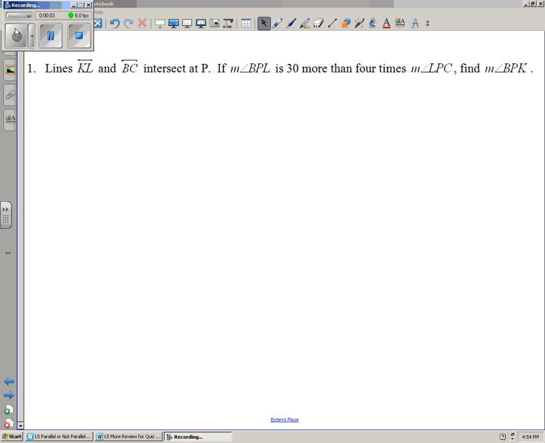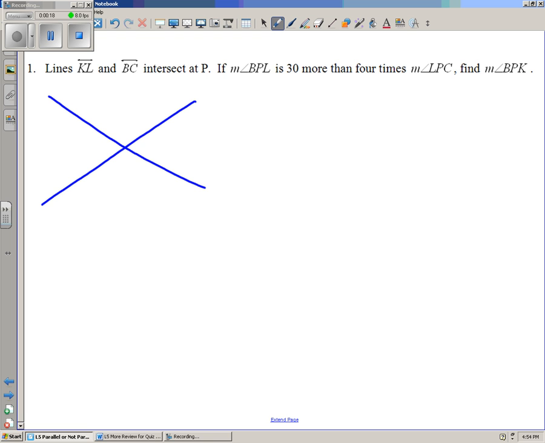So in this problem, we have lines KL and BC, and they are going to intersect at P. So we need to draw that. The easiest way to draw two lines intersecting is to basically draw an X. All right? We label this first line as KL. Notice K and L are on the same line.